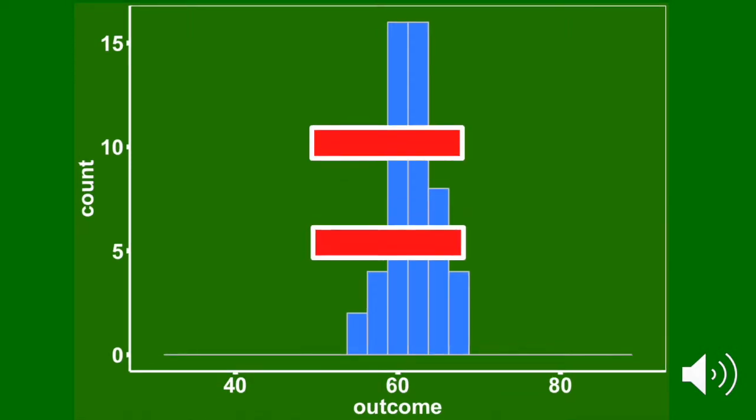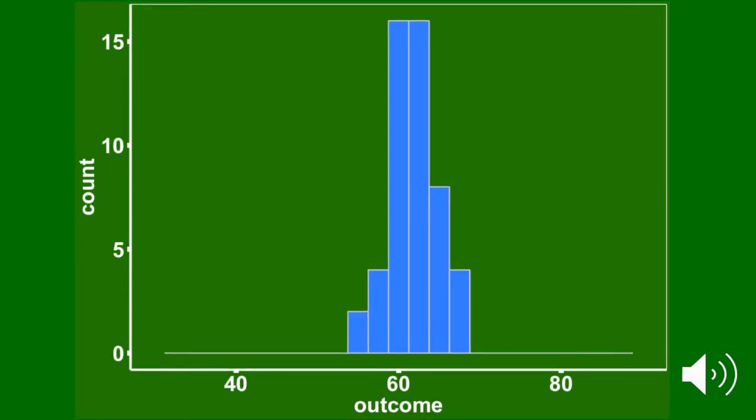They vary, you know? And so even though a lot of people have around 61 or 62 as their score on this outcome variable, there's a bit of variation here. There's some people who are scoring all the way up to 70, some people scoring all the way down to 50, and so there's variation.